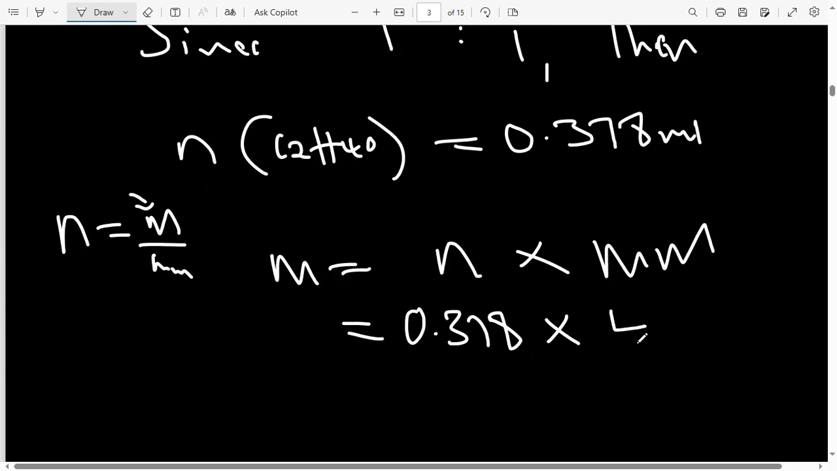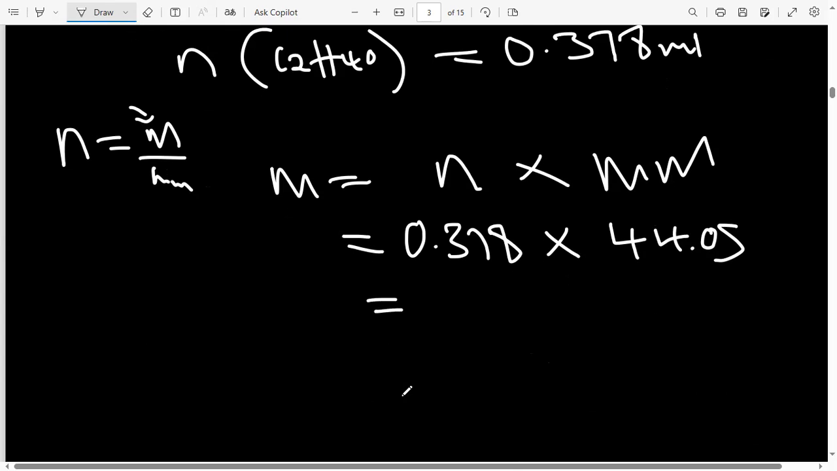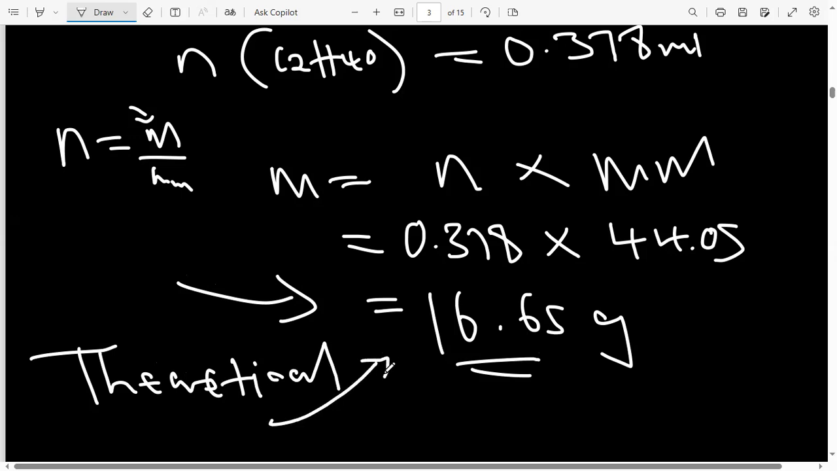So you're going to write your 44.05 here, and then multiply on your calculator. Okay, so counter check with me, but according to my calculator, when I multiply that, I'm getting 16.65 grams. So this mass here of ethylene oxide is my theoretical yield. Why is it theoretical? Because I am obtaining it using calculations. No wonder it's theoretical.